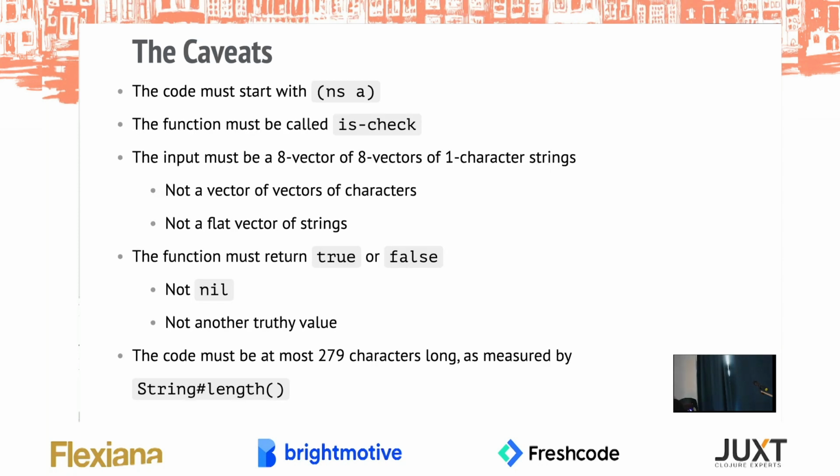There are some more unfortunate constraints that we need to adhere to. The function must take as arguments a vector of vectors of one character strings. It must return either false or true as the output, no nils, no other generalized booleans. It has to start with a namespace declaration, it has to be called isCheck, and it has to be at most 279 characters in length. And by characters, I mean characters as measured by JVM string.length, so not bytes or full-blown Unicode.